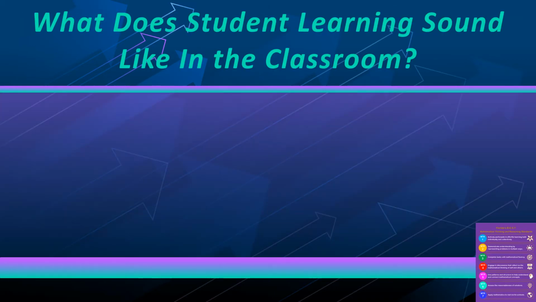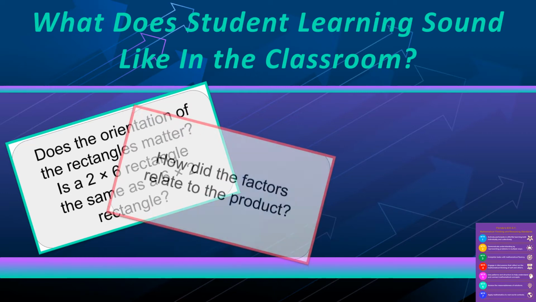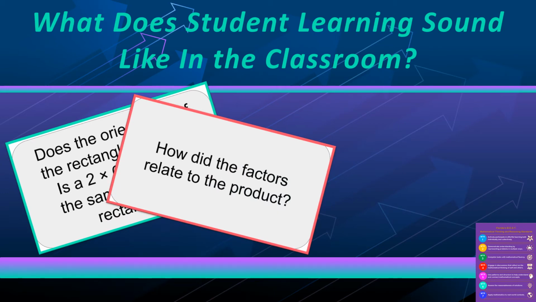What does student learning sound like in the classroom? If we were to ask students this question, does the orientation of the rectangles matter? Is a 2 times 6 rectangle the same as a 6 times 2 rectangle? We would expect students to be able to explain that the two rectangles do show the same product, but they have two different arrays. One is showing 2 rows of 6 and the other is 6 rows of 2. However, if we were to turn either of those arrays, it would turn into the other array. The second question is, how do the factors relate to the product? We'd want students to explain that the factor pairs can be multiplied together to get the product. A factor times a factor equals a product.